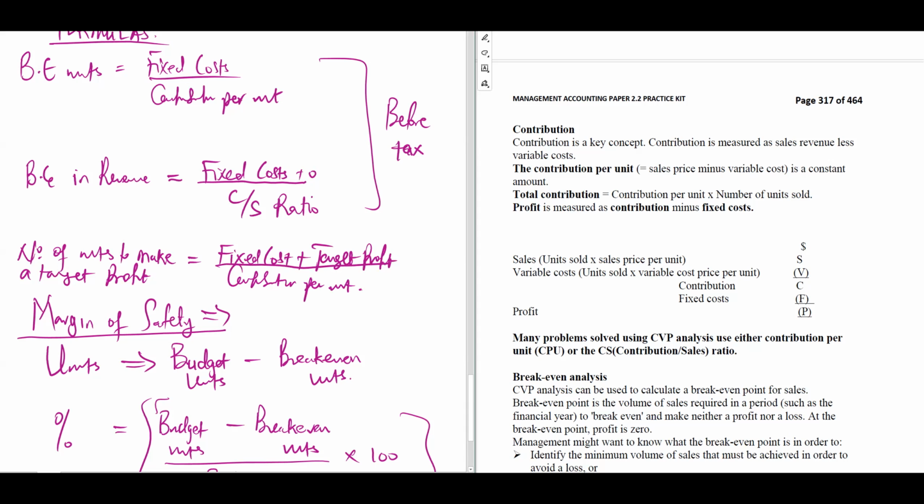So you see, it's just the same thing. If you want units, it's always fixed cost plus your profit over contribution per unit. But if you want revenue, you divide by CS ratio. So if I want to make some particular revenue, instead of dividing by contribution per unit, I divide by the CS ratio. Do you guys get it?